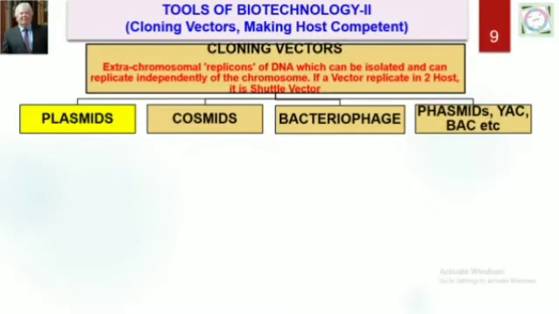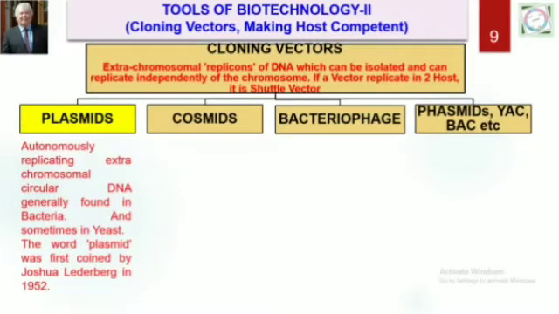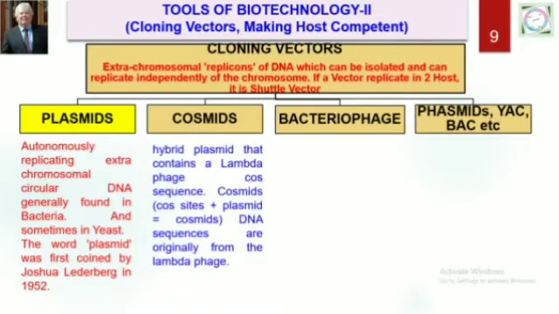So we have got certain types, plasmids. They are autonomously replicating extra chromosomal circular DNA, generally found in bacteria and sometimes in yeast. And this term was coined by Joshua Lederberg in 1952. The cosmids, they are the hybrid plasmid that contains lambda phage cos sequence. Lambda phage is a virus. Cosmid, you can break it up. It will have cos sites and plasmid sites. So we call it cosmids. And DNA sequence are originally from lambda phage.